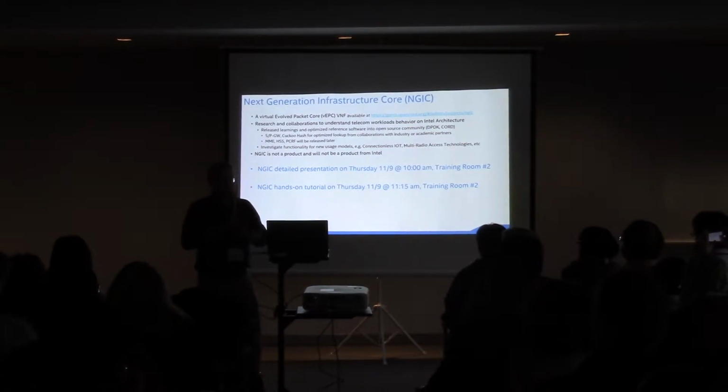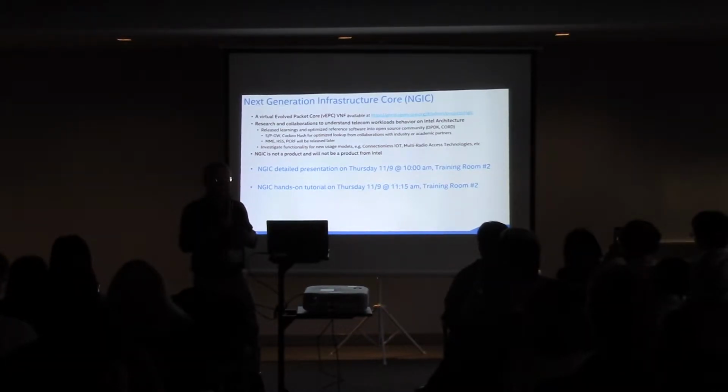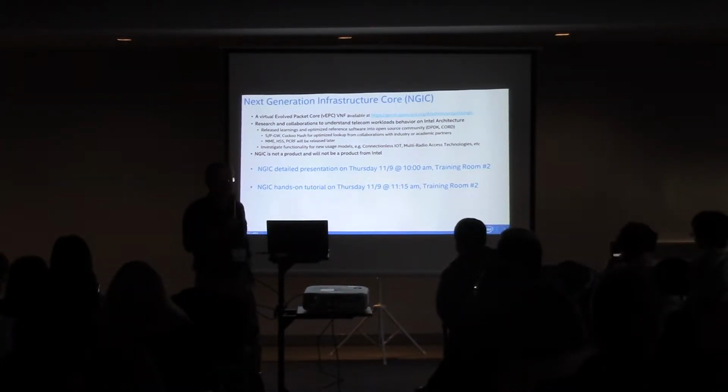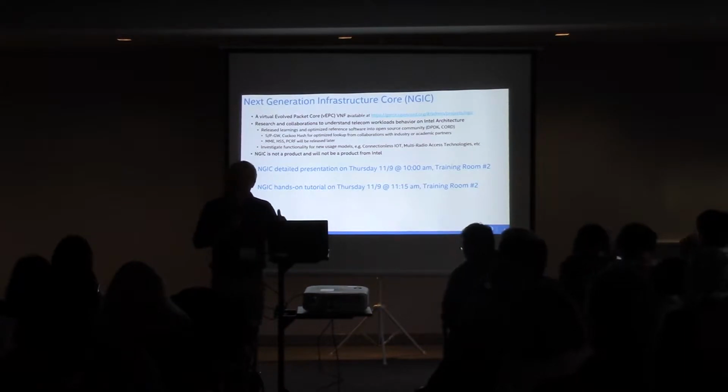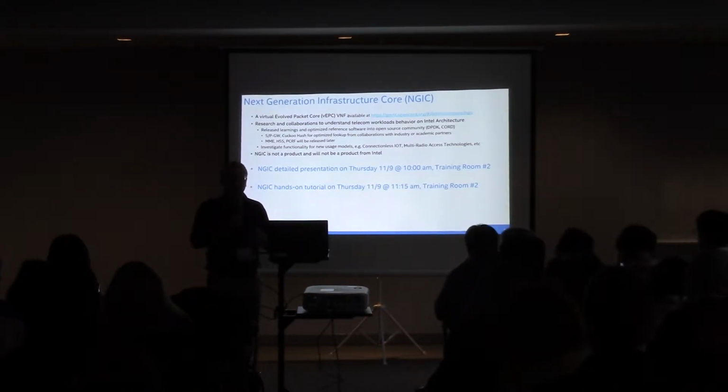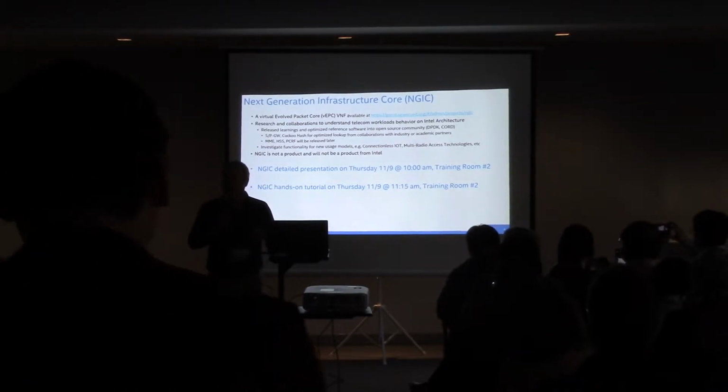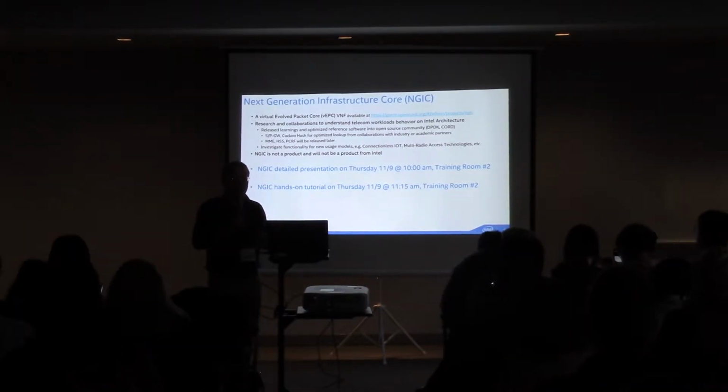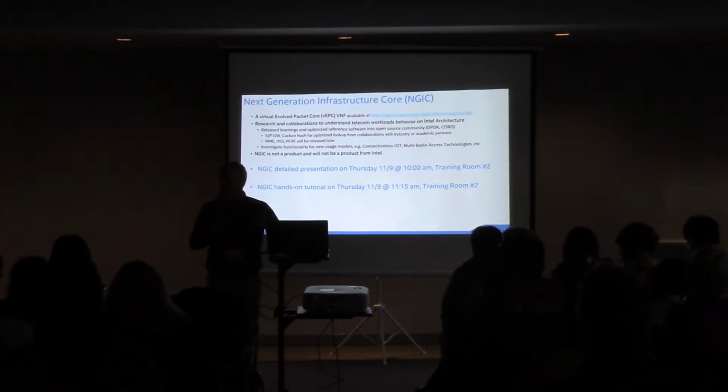So NGIC is an EPC which is available on the Cord Git, the repository. You have the Gerrit URL here. Today, what is available is an S and P gateway, service gateway and packet gateway. We are adding other components like the MME, HSS, and PCRF over time, and hopefully soon.